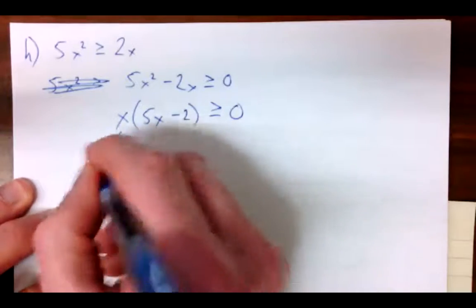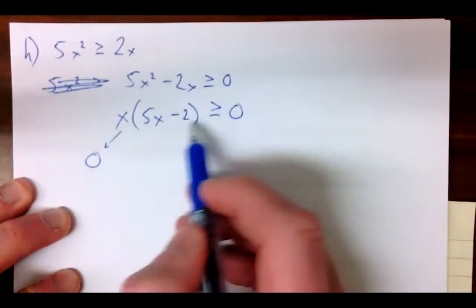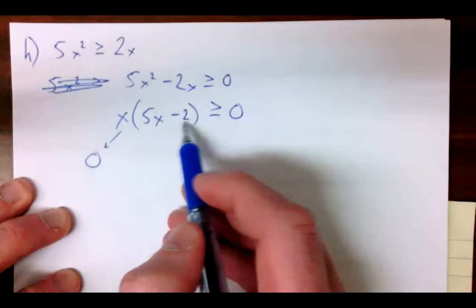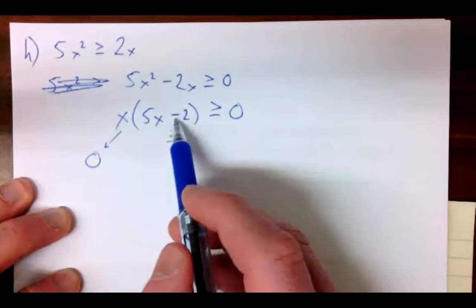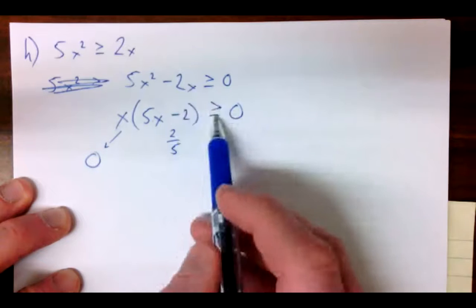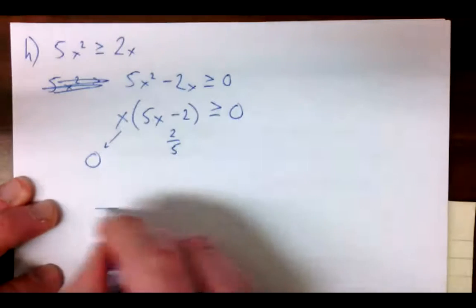So one of those critical points is 0. If x is 0, it makes everything 0. Here, it'll be 2 over 5. So if it's 5x minus 2 equals 0, add 2 to both sides, divide both sides by 5.